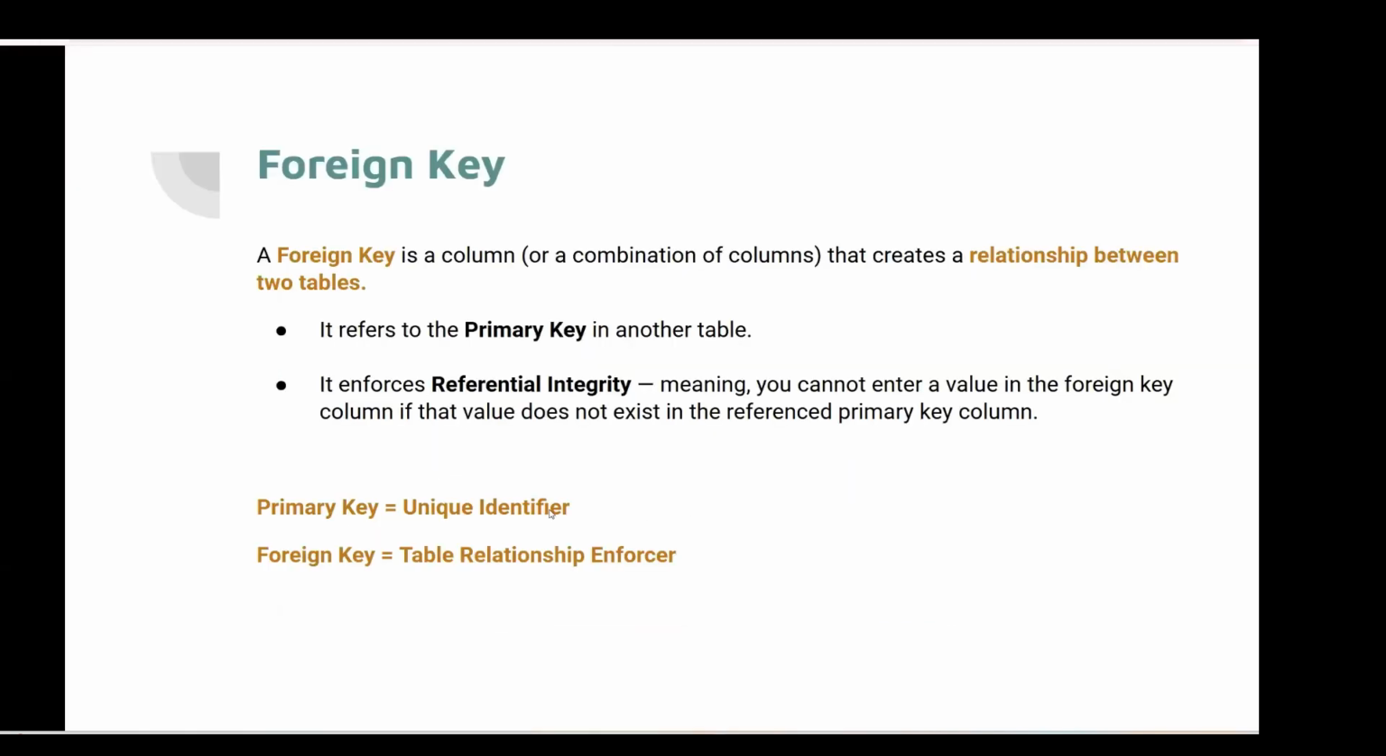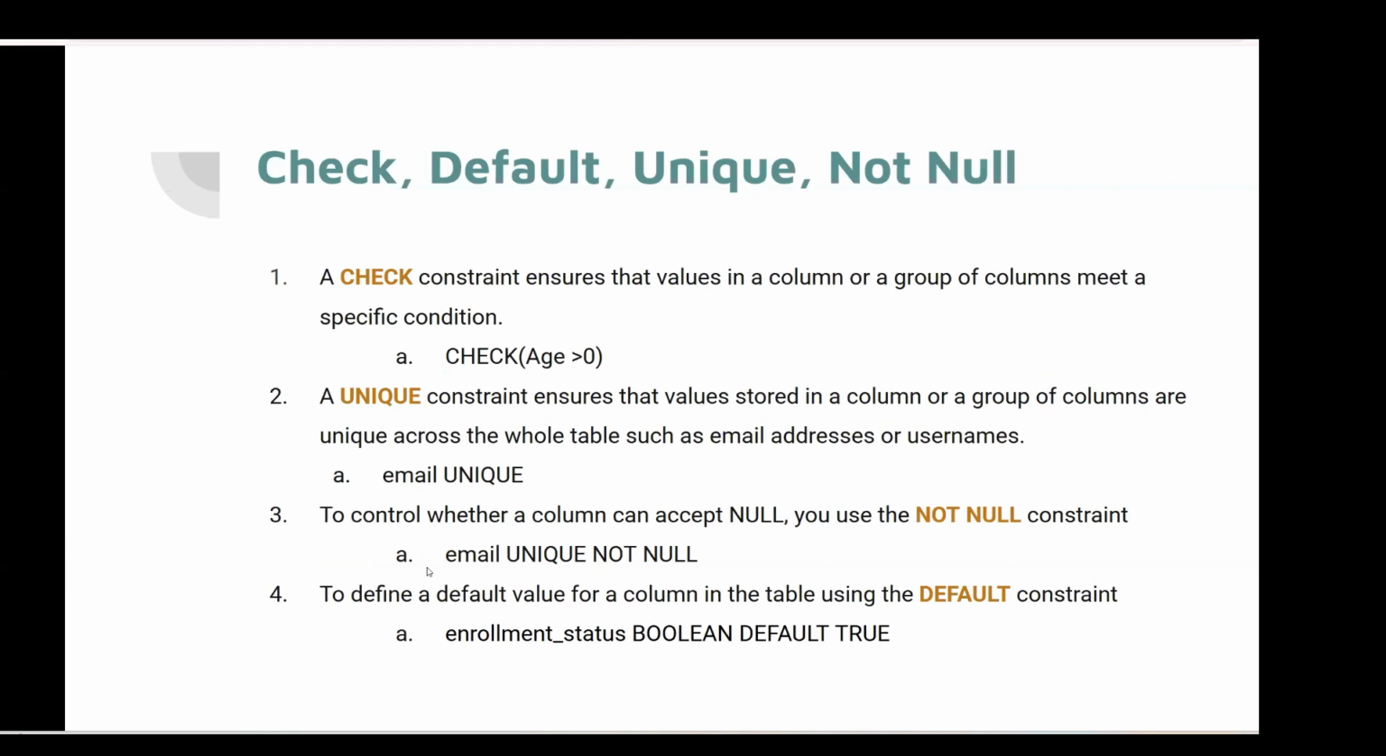So primary key is a unique identifier, foreign key is a table relationship enforcer. So we have check, default, unique, and not null constraints. So check constraint ensures that values in the column or a group of columns meet a specific condition. So suppose I have an age column in the table.